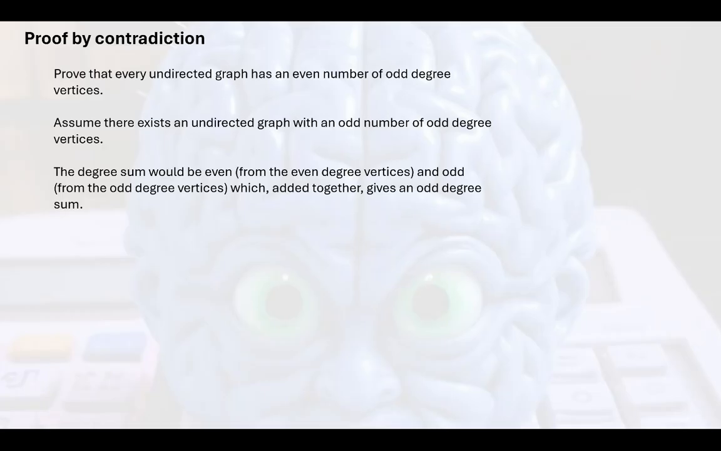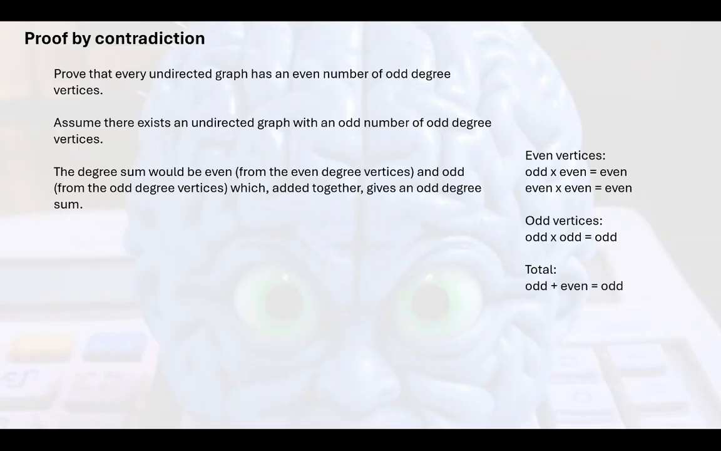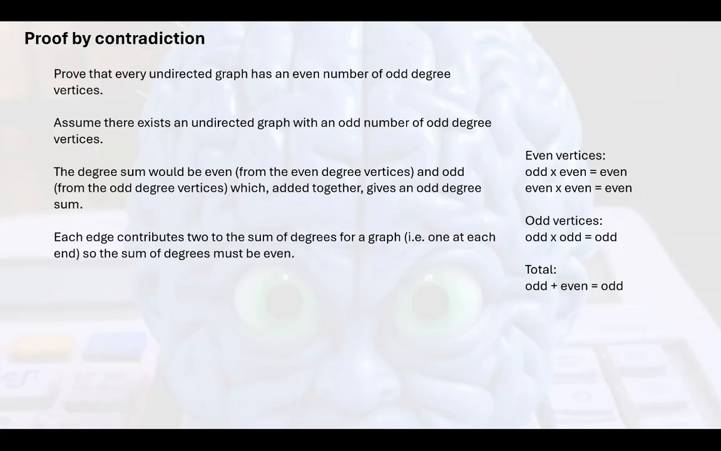Now, the degree sum here from the even vertices would be even, and it would be odd from the odd degree vertices, which when you add together gives an odd degree sum. So just to make sense of that, you'd have a bunch of even vertices. You're either going to have an odd number or an even number. In both cases, the total sum of degrees for those even vertices is going to be even. And then for the odd vertices, we're assuming you have an odd number of odd vertices, which multiplies to give you an odd number. And we know that when you add them together, you get an odd number. You can prove this more mathematically, but for algorithmics, we don't need to go into that level of detail.